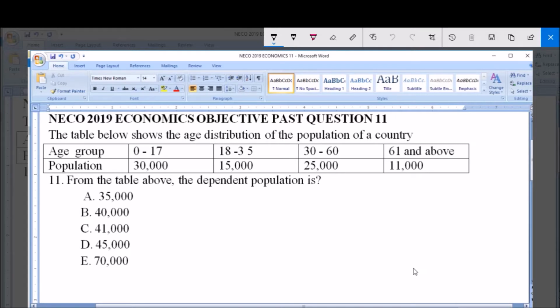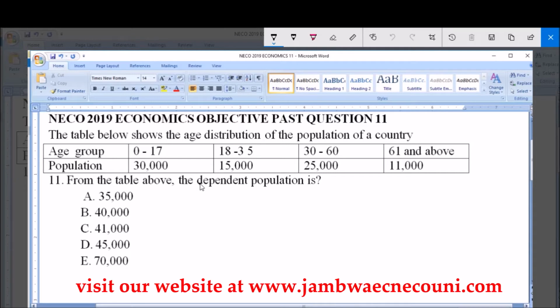The table below shows the age distribution of the population of a country. So you have the age distribution here, you have age groups and you have the populations. So the question is, from the table above, the dependent population is A 35,000, B 40,000, C 41,000, D 45,000, E 70,000.